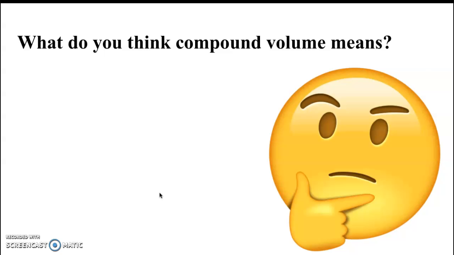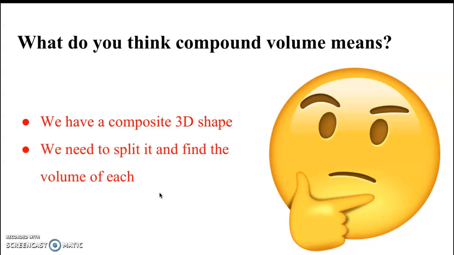When we say compound volume, or you're looking at these shapes, there are a couple things to remember. It just means we have a composite three-dimensional shape that consists of two different types of 3D shape. We need to figure out what those shapes are, split it, find the volume. Again, don't memorize these formulas. They're on the Regents reference sheet. And then we're going to add them together.